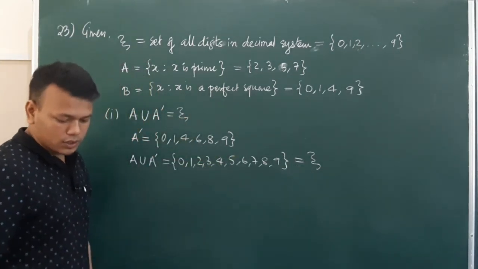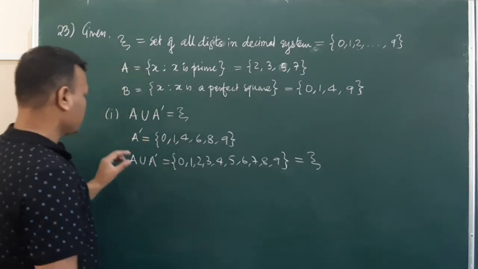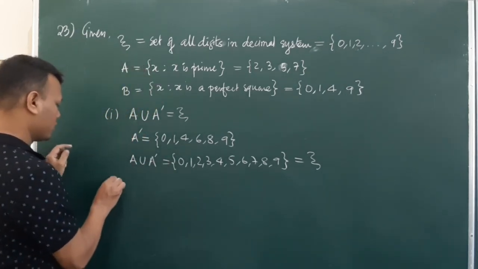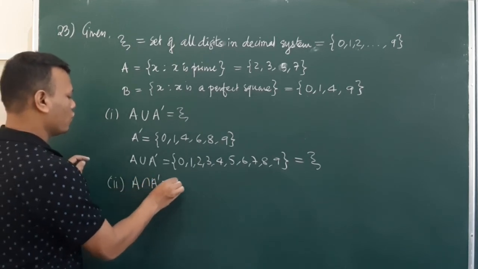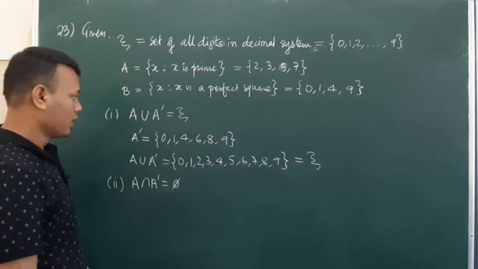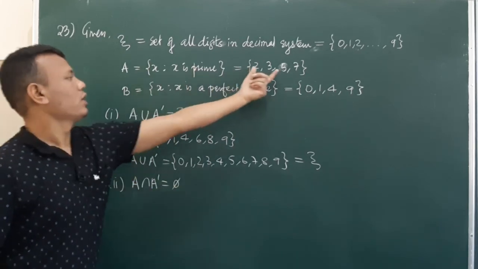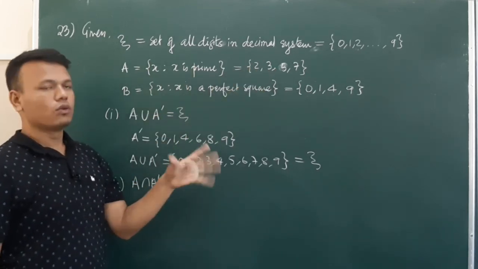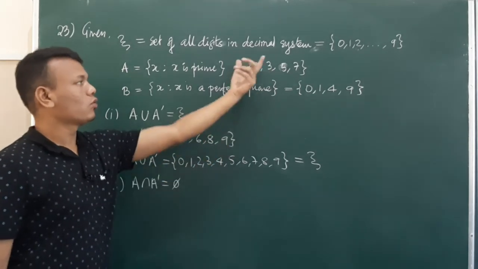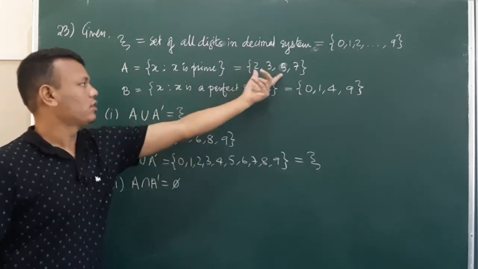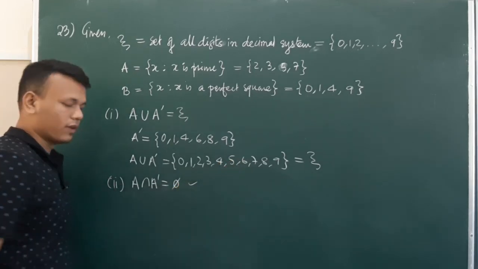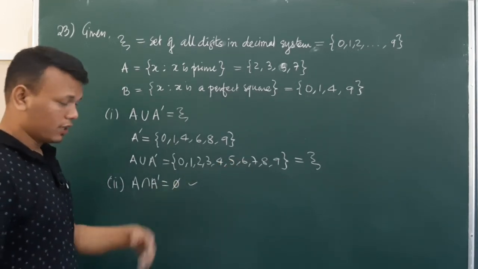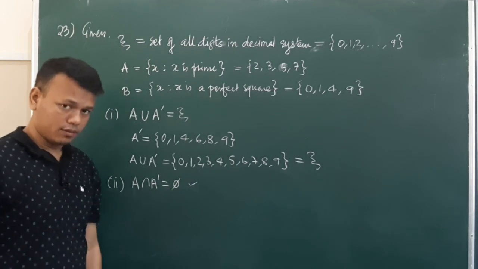So my first result is verified, that is A union A dash is equal to the universal set. The next one is the intersection between A and A dash. The intersection between A and A dash will be equal to phi, that is the empty set. Now A is this one and A dash is this much. What are the common elements between this and this? There is nothing common, right? So this is also verified. Since there is nothing in common, we have written the empty set.